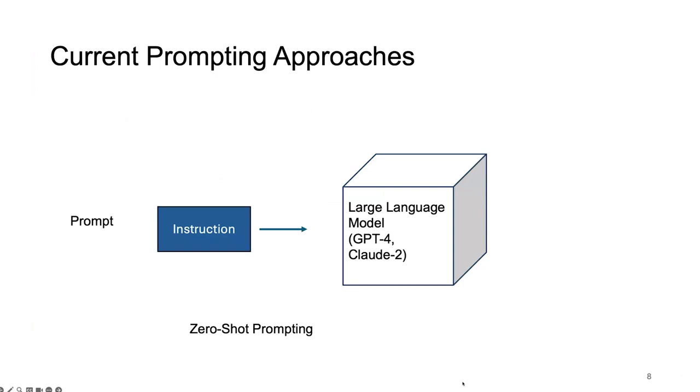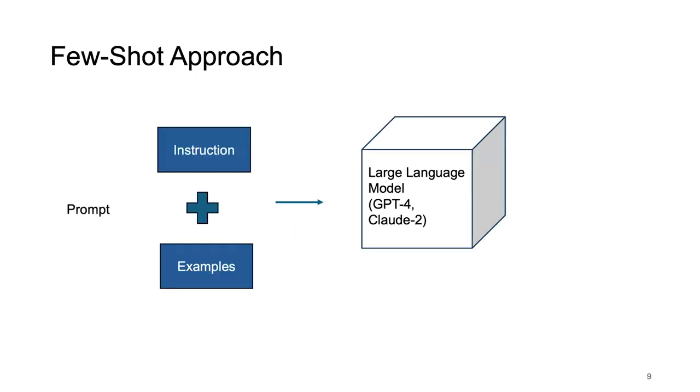To do so, let's take a step back and see the current prompting approaches. In zero shot prompting, the instruction, also known as the prompt, is passed through an LLM, such as GPT, Claude, Llama. But we could also pass examples with the instruction, called the few shot approach. These examples could also be static, meaning we pass the same set of examples with each query, but these examples can also be dynamic with each user query.